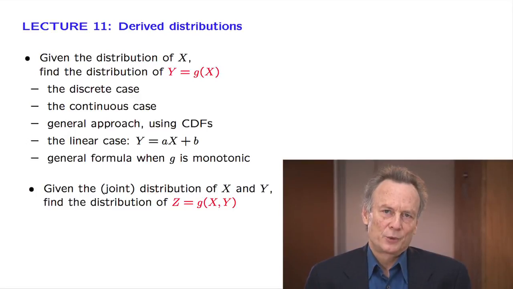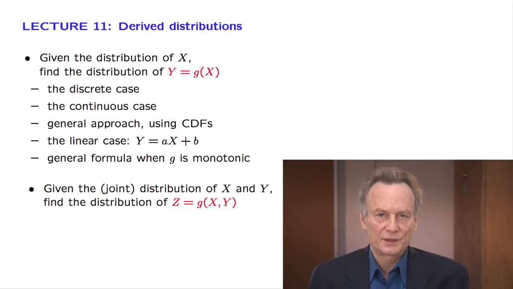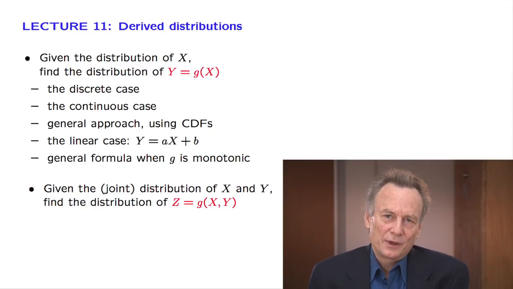In this lecture, we will deal with a single topic: how to find the distribution, that is, the PMF or PDF, of a random variable that is defined as a function of one or more other random variables with known distributions. Why is this useful?